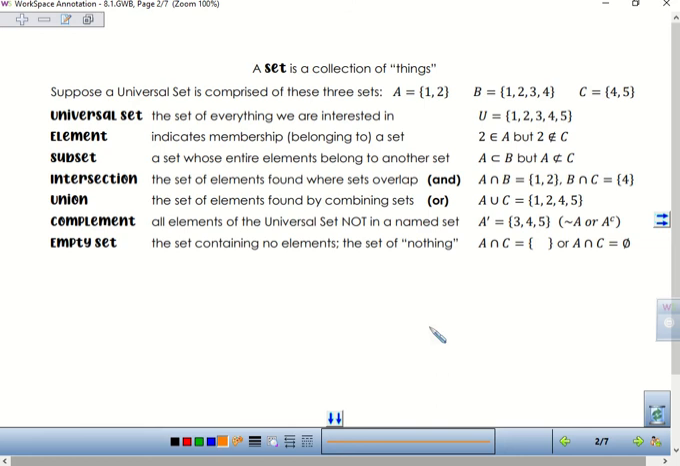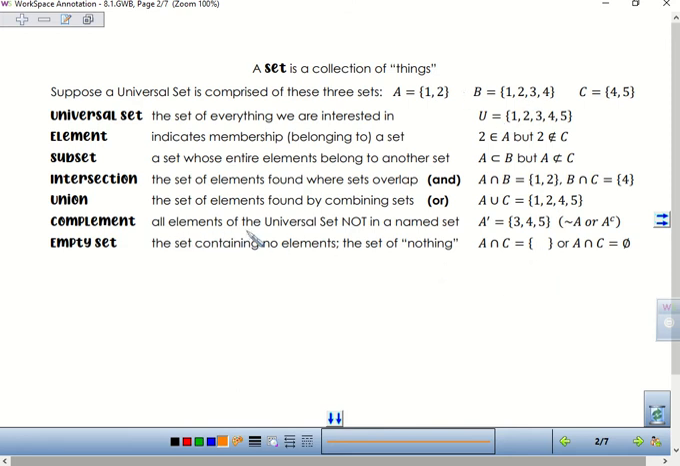A union is where you take both sets and combine them. So we don't care what they have in common. We're just simply combining the sets. So if we take set A and set C and combine them, we end up with 1, 2, 4, and 5. Now, if you combine 2 sets that already have elements that they share, you don't have to write that number twice. So for example, if we combined A and B, it would just be 1, 2, 3, 4.